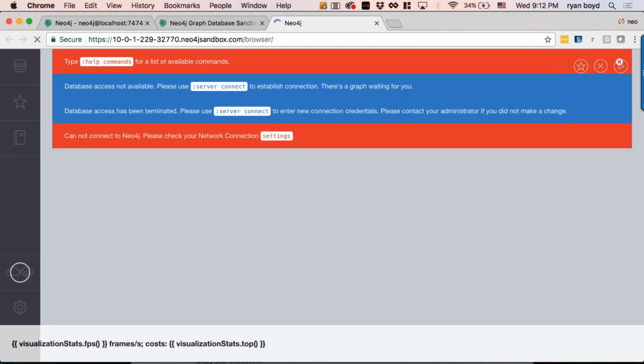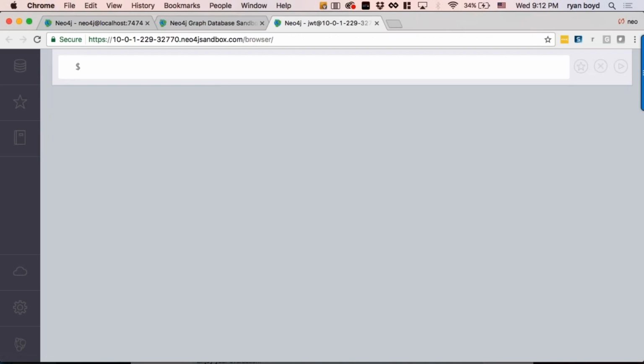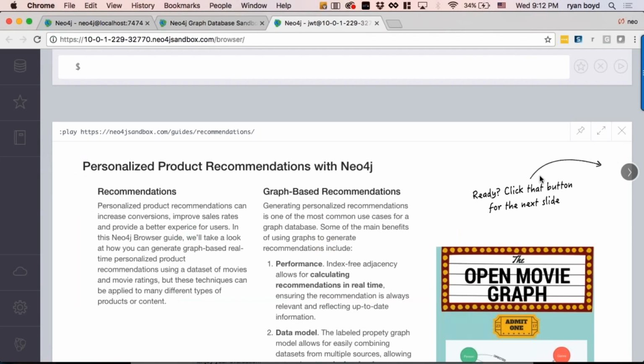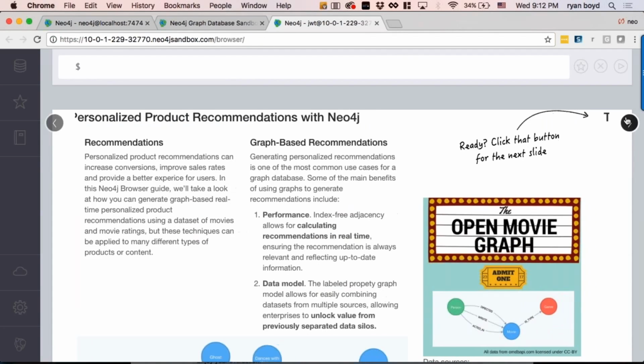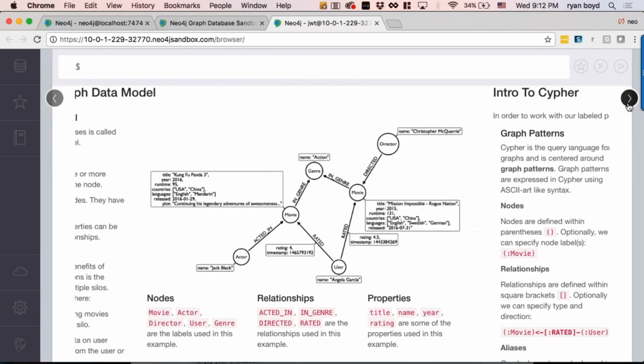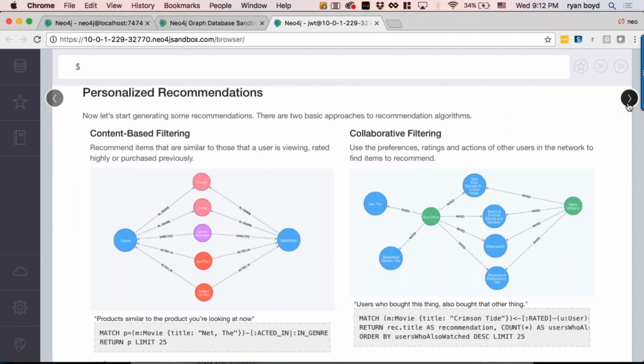This is about content recommendations, but I can dive right into the Neo4j browser from there, and I get this interactive guide that guides me through the data model and different types of queries that I can do for doing different types of recommendations from data in a graph database.